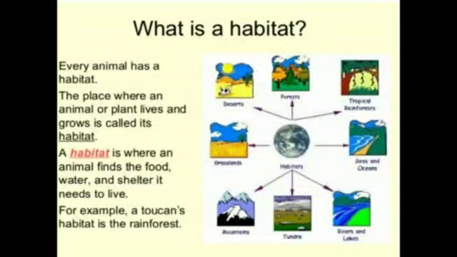For example, the toucan's habitat is the forest. The tiger or lion's habitat is the forest again, or grassland. The camel's habitat is desert. Here some habitats are given: desert, forest, tropical rainforest, grassland, seas and oceans, mountains, the rivers and lakes. It means many types of habitats are there.